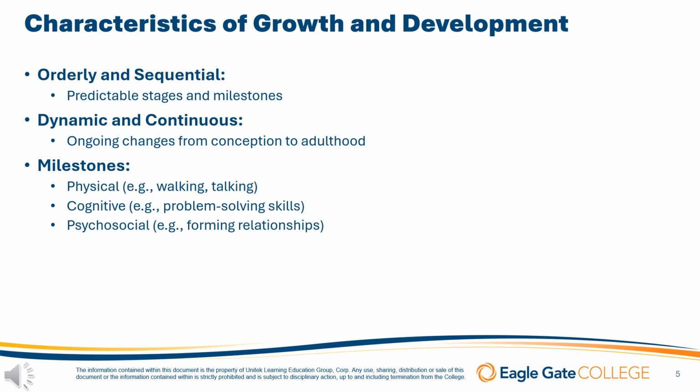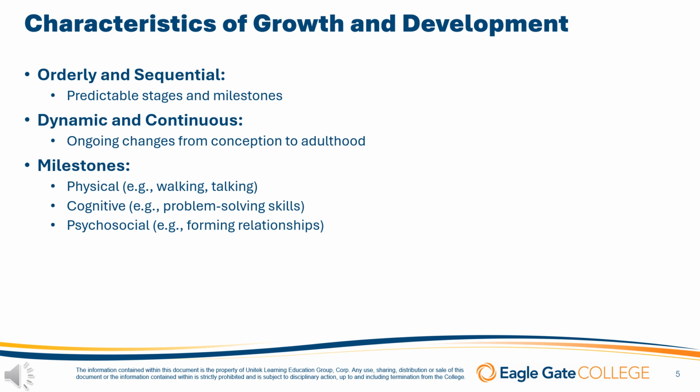These milestones can be categorized into three main areas: physical, cognitive, and psychosocial. Physical milestones include activities like rolling over, sitting up, walking, and talking. Physical milestones are often the most noticeable and can be easily tracked.